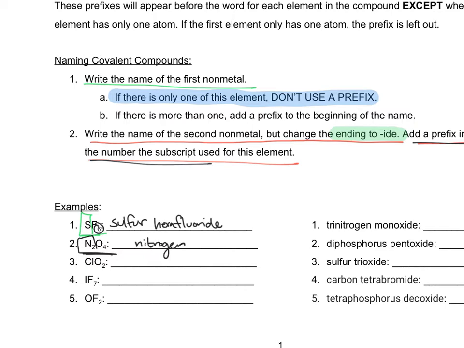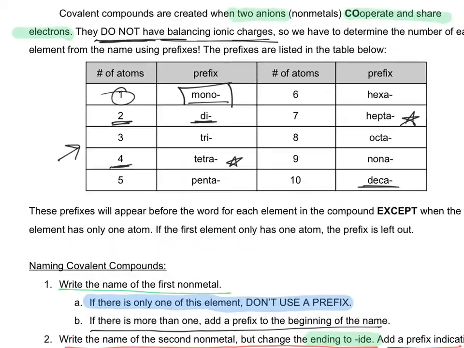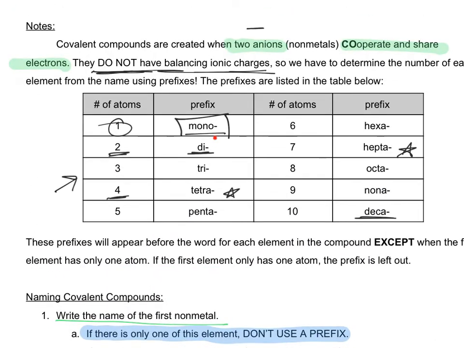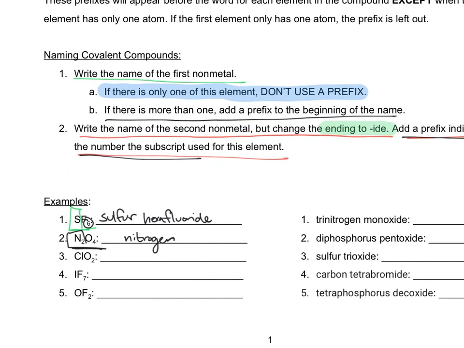If there's only one element, don't use a prefix. There are two of the element, which is more than one, so we have to add a prefix. The prefix for 2, if you go look up here, is di. Di. So I'm going to go down here, and in front of nitrogen, I'm going to add the prefix di. Dinitrogen.